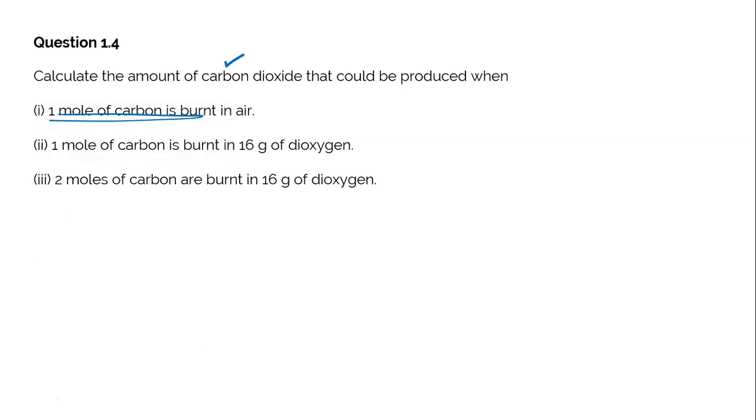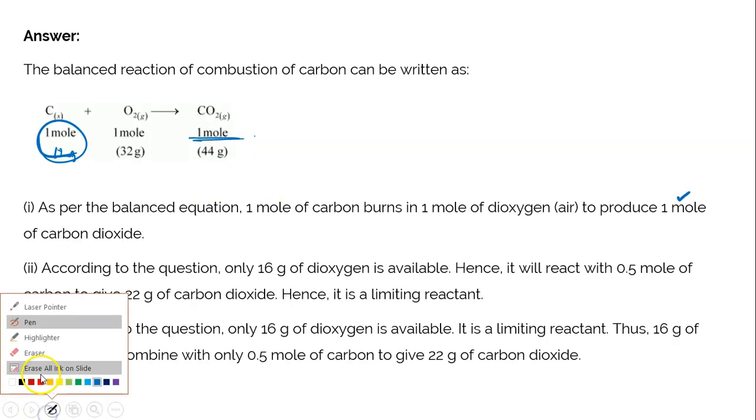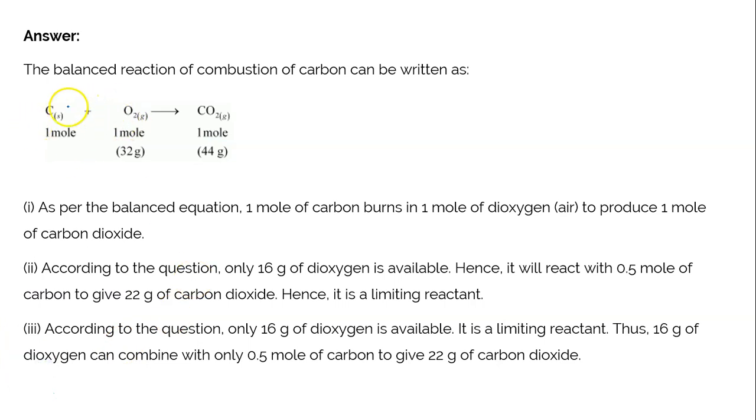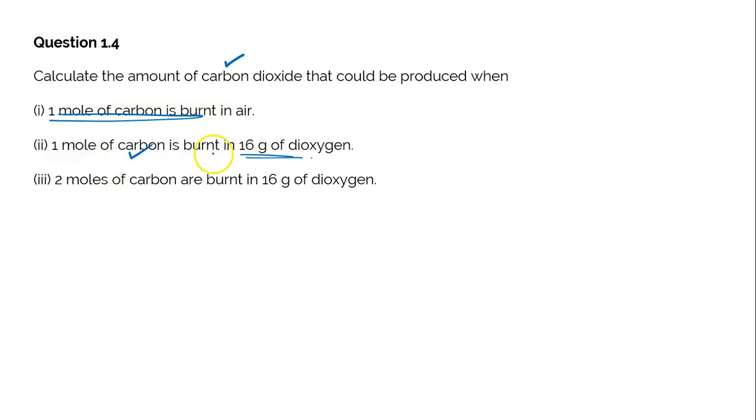And now let's look at the second part of the question. This time you're taking 1 mole of carbon, but then you're burning it in 16 grams of dioxygen. If you look at the balanced chemical equation again, when you're taking 1 mole of carbon, 1 mole of oxygen is needed, which is 32 grams by mass. 1 mole of oxygen molecules is equal to 32 grams. But now in the second part of the question, they are asking you to consider only 16 grams.